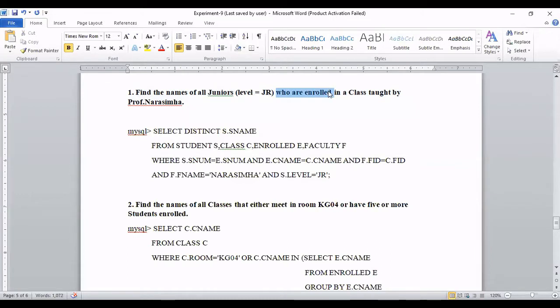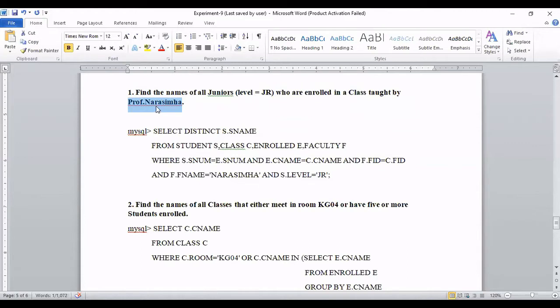Next, it is telling us who are enrolled. Since it is asking who are enrolled in a class, we need the enroll table. The enroll table will tell which student is enrolled to which class. So we need the student table and the enroll table. Then coming to a class taught by Professor Narasimha, since a name of a professor is given, we need a faculty table. So we need the student table, enroll table, and faculty table.